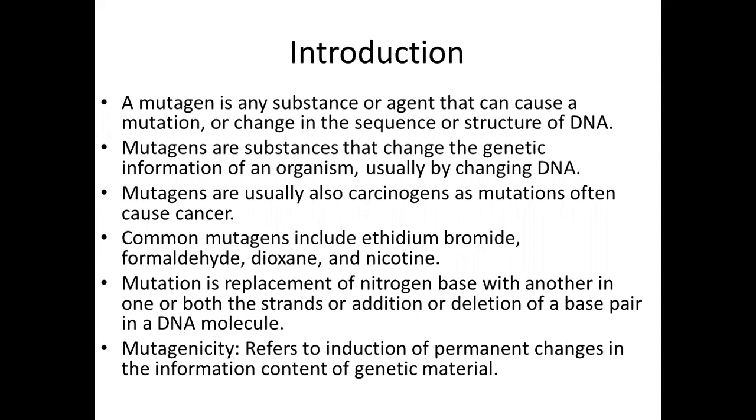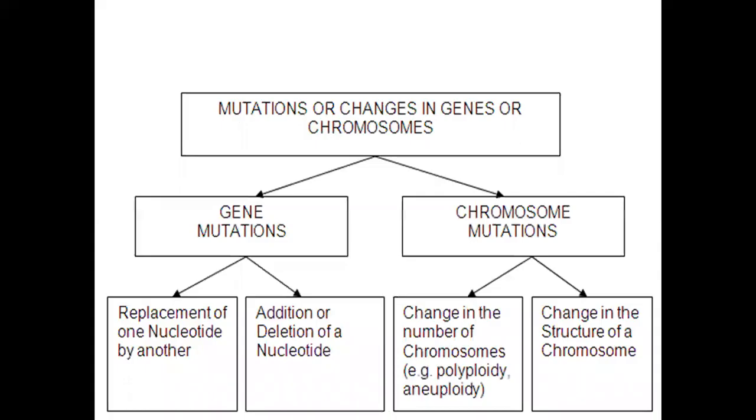Mutagenicity simply refers to the induction of permanent changes in the information content of the genetic material. So mutagenicity comes from a similar word, mutagen. This is just a process where there is an induction of a permanent change in the information content of the genetic material. So we talked about mutations last time. We said that mutations could be either changes in the genes or changes in the chromosomes.